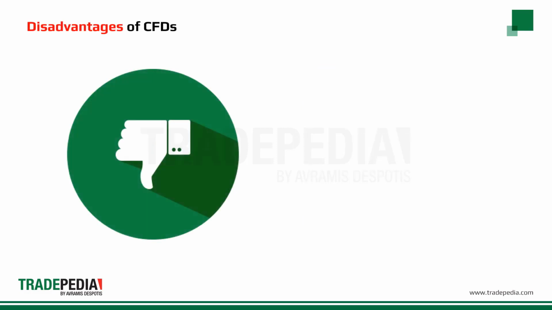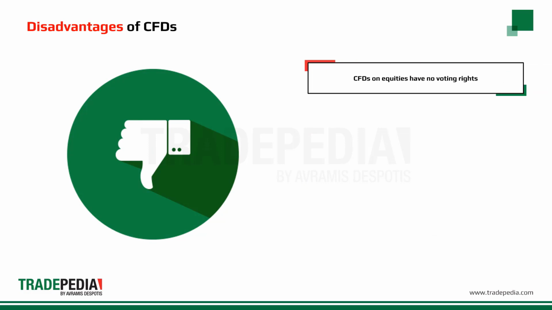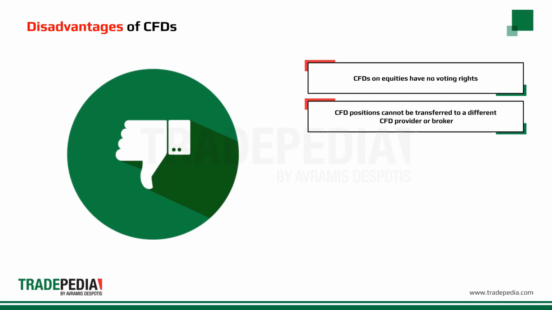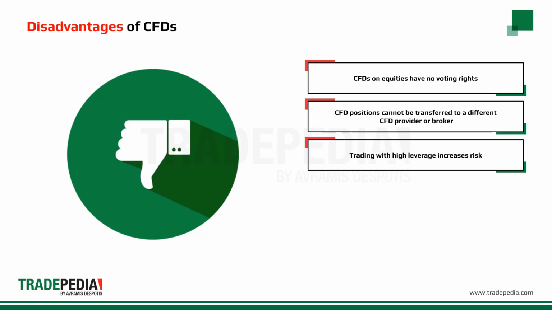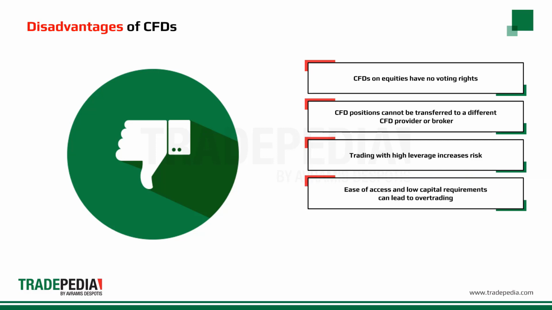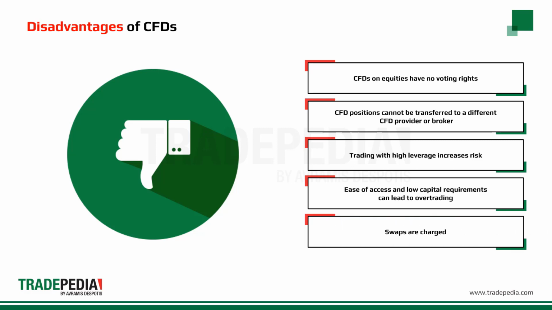Trading CFDs also has its disadvantages. CFD owners, for example, have no voting rights since they don't own the asset or stock. CFD positions cannot be transferred to a different CFD provider or broker. Trading with high leverage increases risk. This means that potential profits are magnified, but it is also important to remember that losses are also magnified. Ease of access and low capital requirements can lead to overtrading. Swaps are charged.